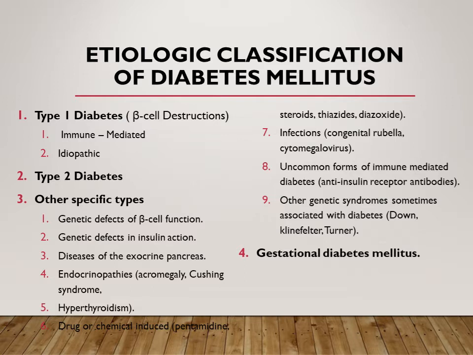And the last one is gestational diabetes mellitus. In this, the diabetes appears during pregnancy, and later, once the pregnancy has been completed, the diabetes mellitus disappears.